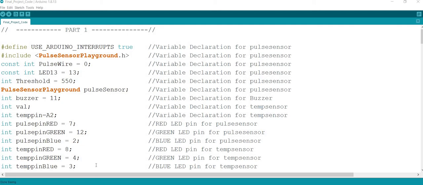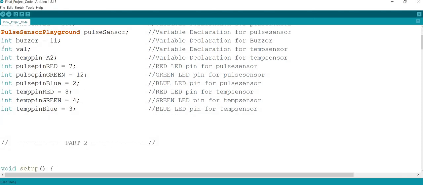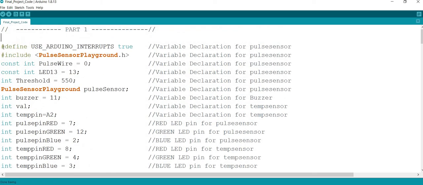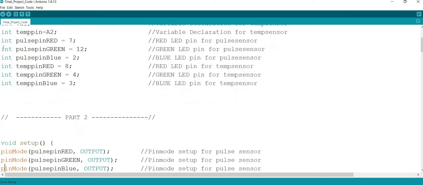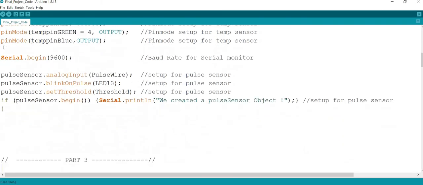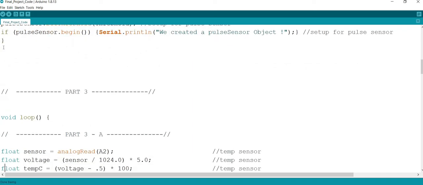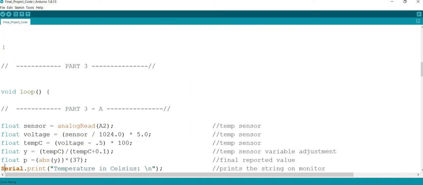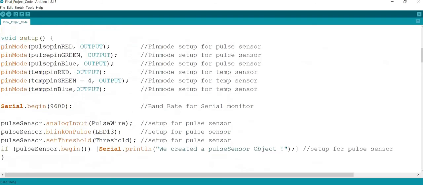So what you're looking at right now is the final code that we've used in the project. It has been divided into three parts, just like any other Arduino program. The first one is where we declare all the variables that we're using in our system. The second one is the setup system, and the third function is the loop function, which will actually do the work. So let me briefly walk you through the code.